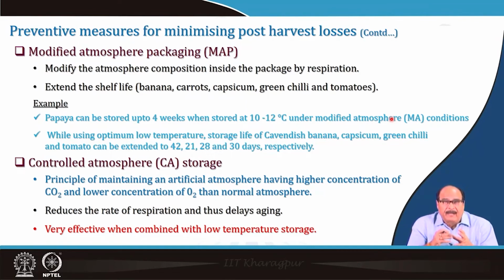Another example, papaya can be stored up to 4 weeks when stored at 10 to 12 degrees Celsius under modified atmosphere conditions, while using optimum low temperature storage environment, the shelf life of Cavendish banana, capsicum, green chilies and tomato can be extended to 42 days, 21 days, 28 days and 30 days respectively. These are the results taken from the literature. Similarly, controlled atmosphere storage works on the principle of maintaining an artificial atmosphere having higher concentration of CO2 and lower concentration of O2 than the normal atmosphere.